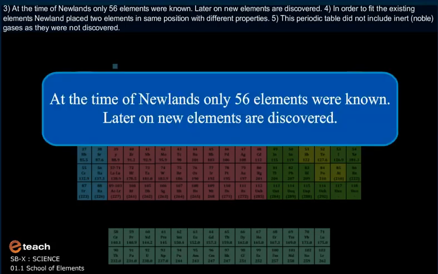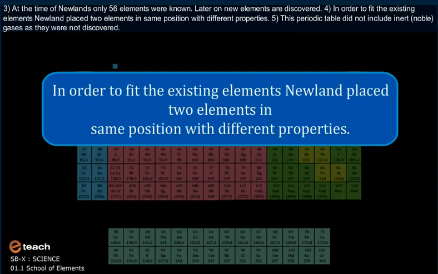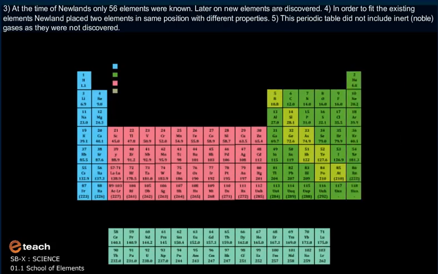3. At the time of Newlands, only 56 elements were known. Later on, new elements were discovered. 4. In order to fit the existing elements, Newlands placed 2 elements in the same position with different properties. 5. This periodic table did not include inert, that is, noble gases, as they were not yet discovered.